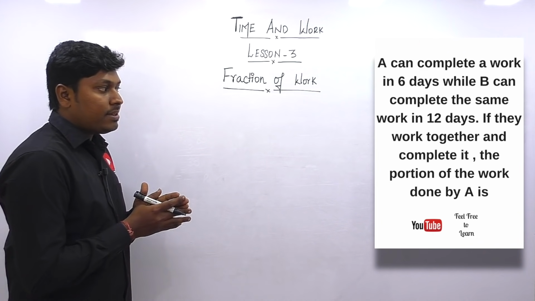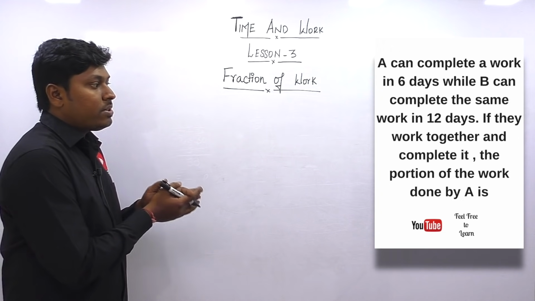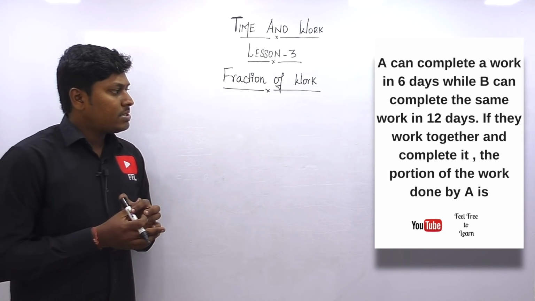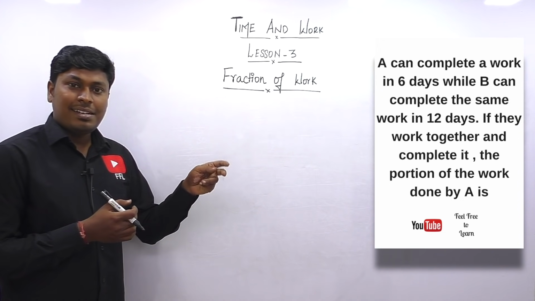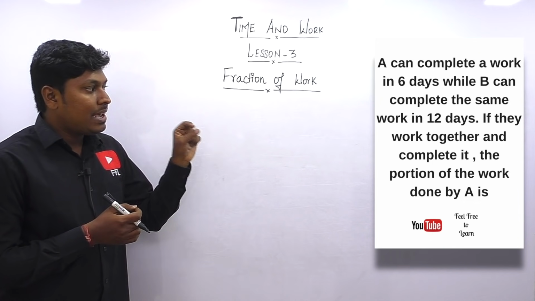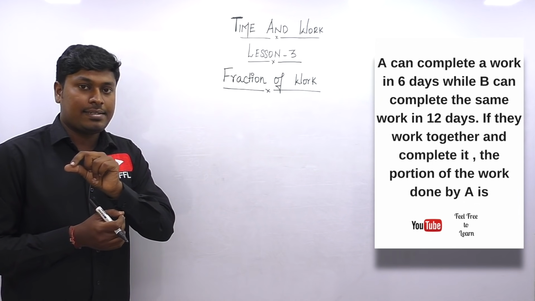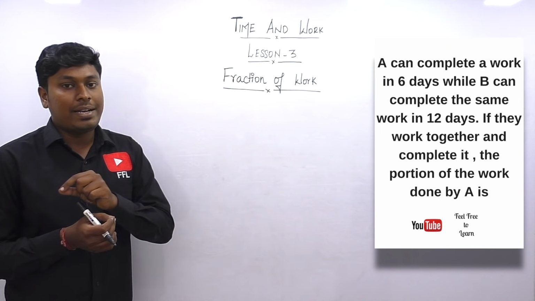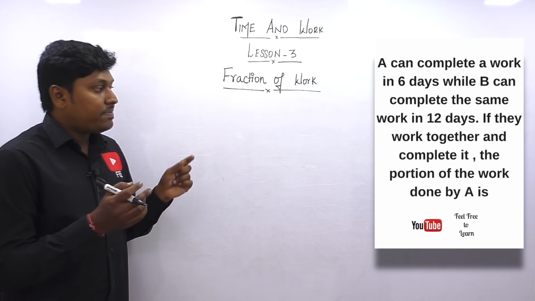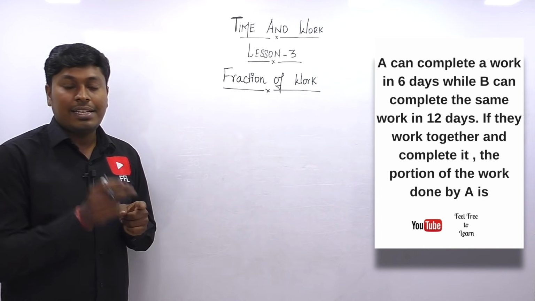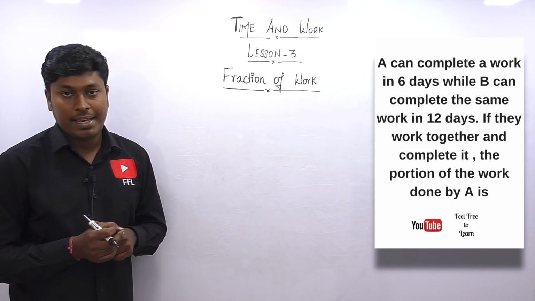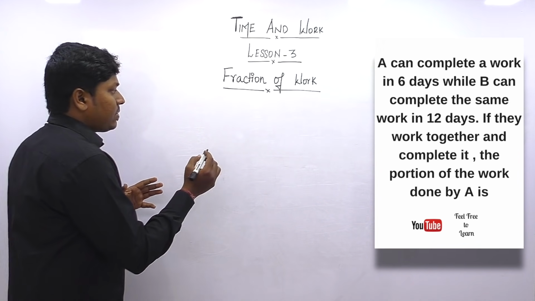If they work together and complete it, the portion of work done by A is. So friends, easy question, but a little bit tricky at the end. Why? Because listen here, A can complete a piece of work in 6 days. B can complete a piece of work in 12 days. But our target is, if both A and B work together, then the portion of work that was done by A is. So listen here friends, let me solve this question.